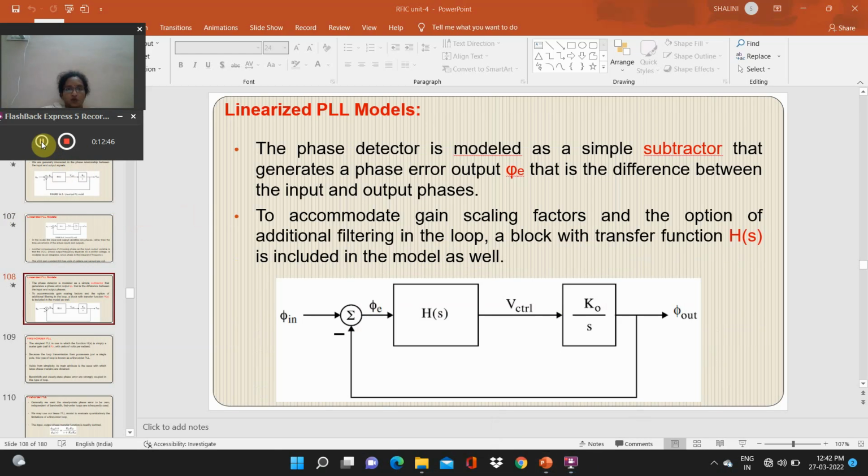The phase detector is modeled as a simple subtractor that generates a phase error output, that is, the difference between the input and output phases. To accommodate gain, scaling factors and the option of additional filtering in the loop, a block with the transfer function H of s is included in the model as well.